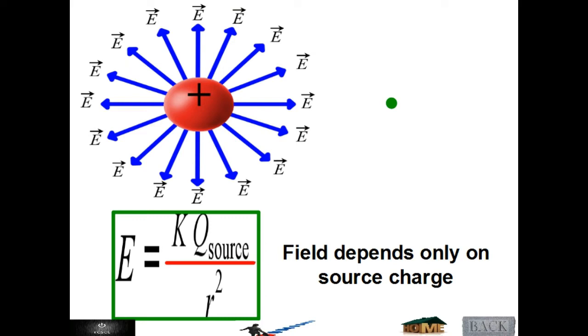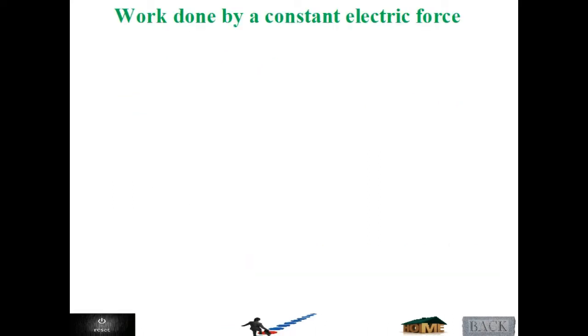While if I have a positive source charge and a test charge, then of course we have an electric field at this point. But since we have a test charge, this test charge will experience an electric force. And if this test charge is negative, then the force will be opposite to the electric field and we'll have an attraction force.